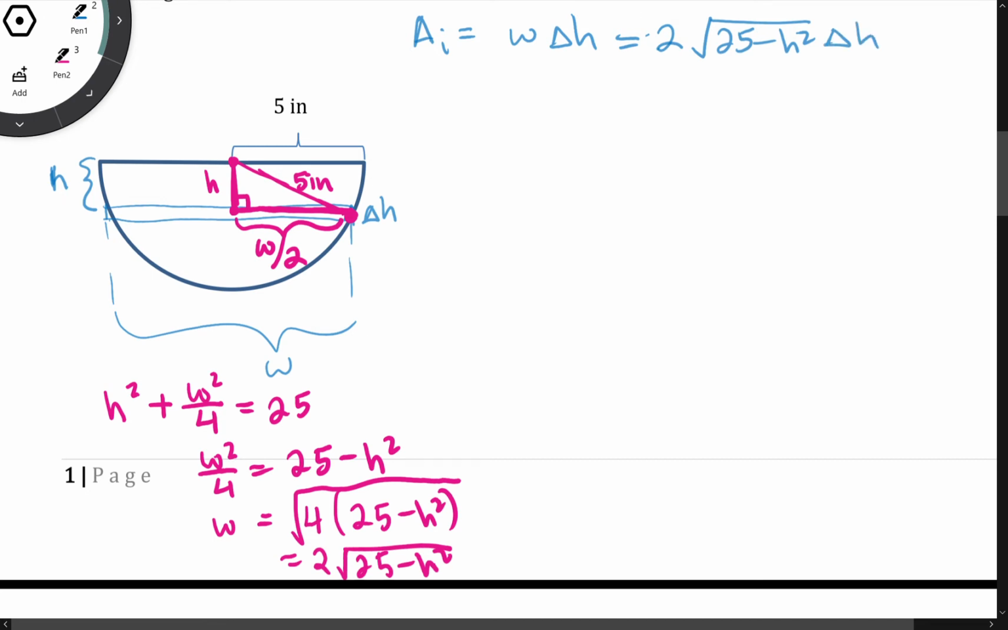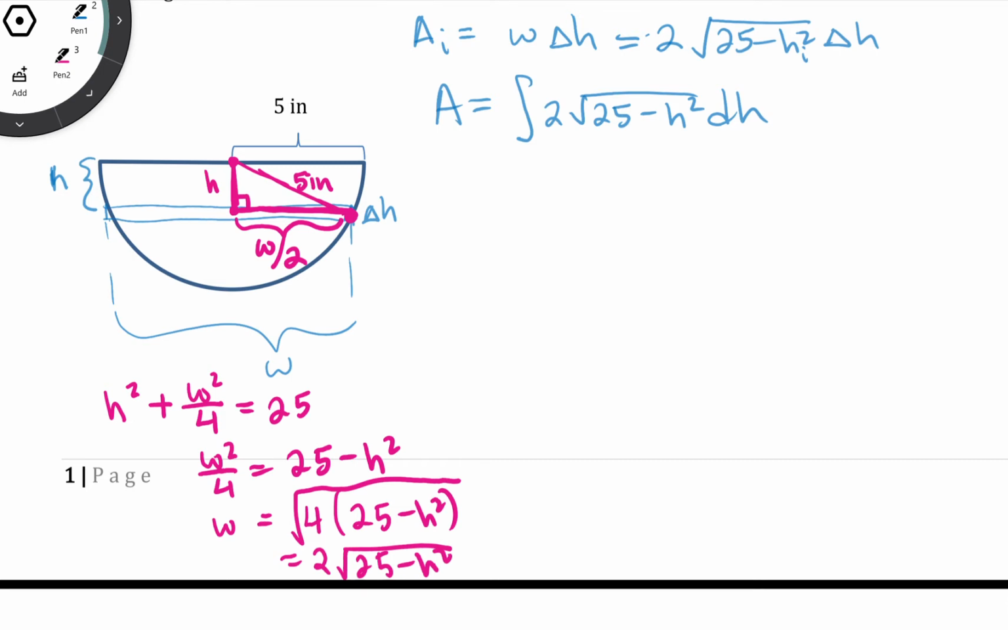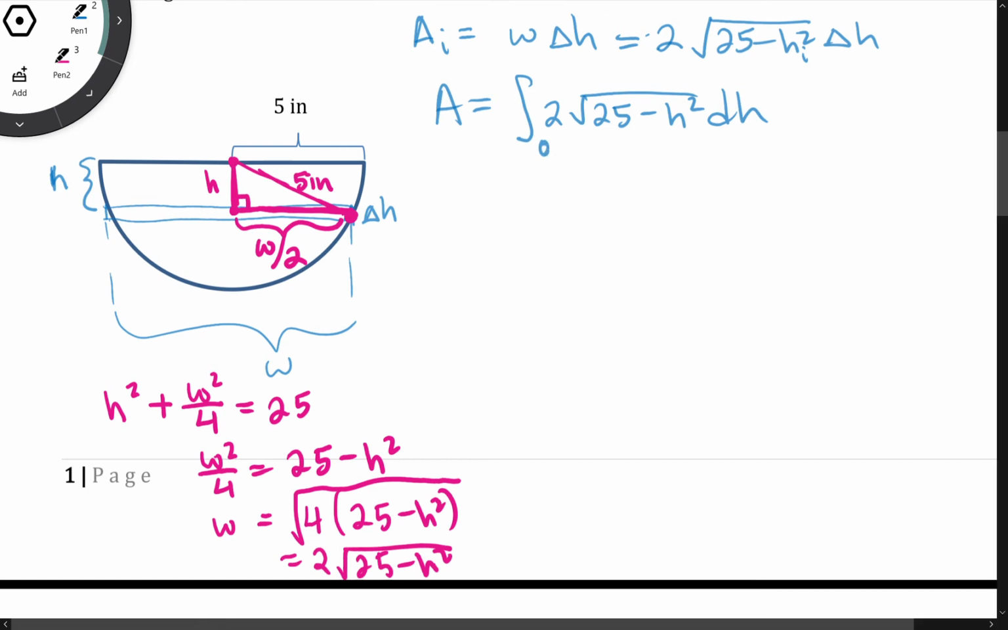To get the total area, I'm going to need to integrate to add up all the slices. So I'm integrating 2 times the square root of 25 minus h squared. Technically up above it would still be an h sub i. dh, so that's the length and width of my rectangle. And then my h is how far from the top the slice is. So I should start at the very top, which is going to be h equals 0. And then I want to stop at the bottom of the semicircle, which is going to be 5 inches down from the top. So that radius does apply there, because this is starting at the very center of the circle. So we're going to go from 0 to 5.